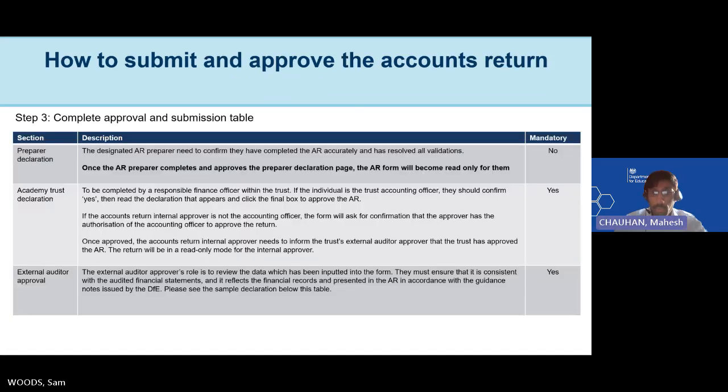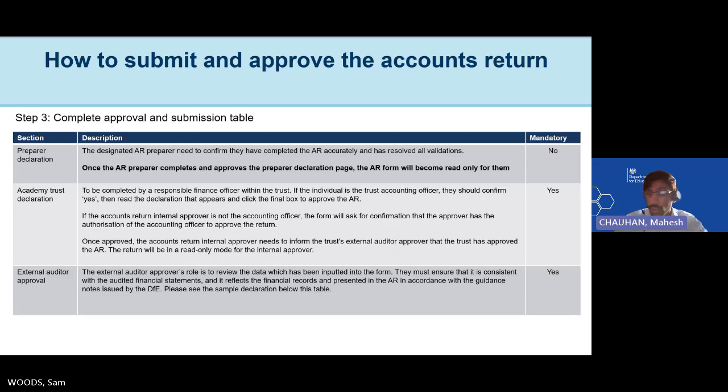So step 3, so this is to complete the approval and submission tables. So the first section is the prepare a declaration section, and this section is not mandatory. So this is a chance for the accounts return preparer to confirm that they've completed the accounts return accurately. Once this page is completed, the accounts return will become read-only for the preparer.